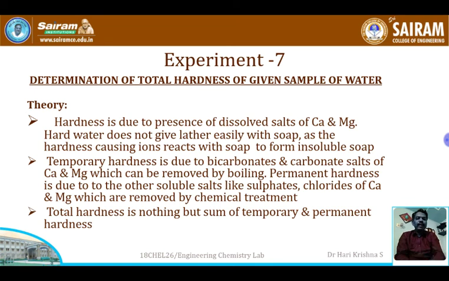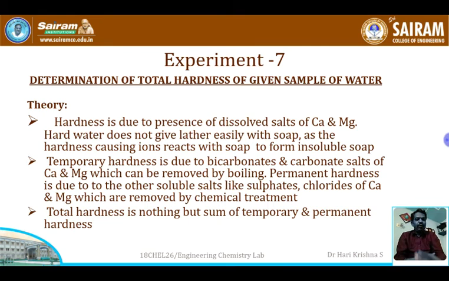What about permanent hardness? Permanent hardness can be removed by deionization, by chemical treatment. What is the chemical treatment? Deionization. We very well studied this in our water technology, isn't it? So now what is total hardness? Total hardness is nothing but the sum of temporary hardness and permanent hardness, that is temporary hardness and permanent hardness put together, called total hardness.